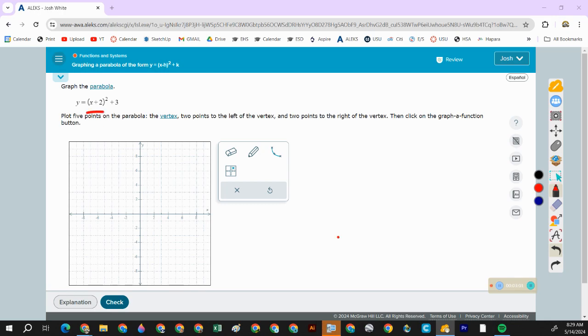So here, x plus 2 means the vertex is going to be left 2, and a plus 3 on the outside means the vertex will be up 3. So left 2, up 3, that's our vertex. And then over 1, up 1, over 1, up 1, over 2, up 4, and over 2, up 4, and there is our parabola. So you have to plot the vertex, and then 2 points to the left and 2 points to the right.